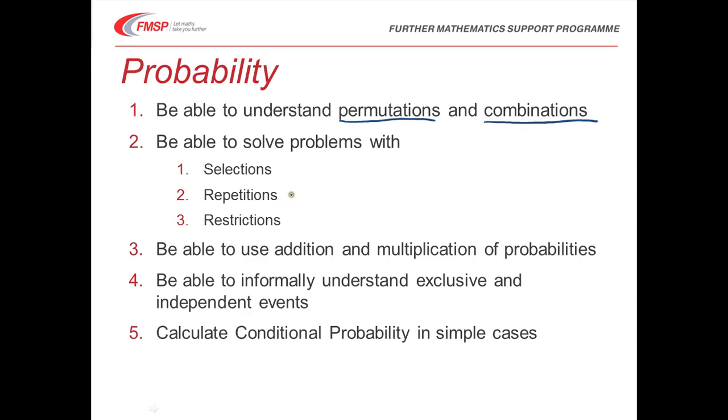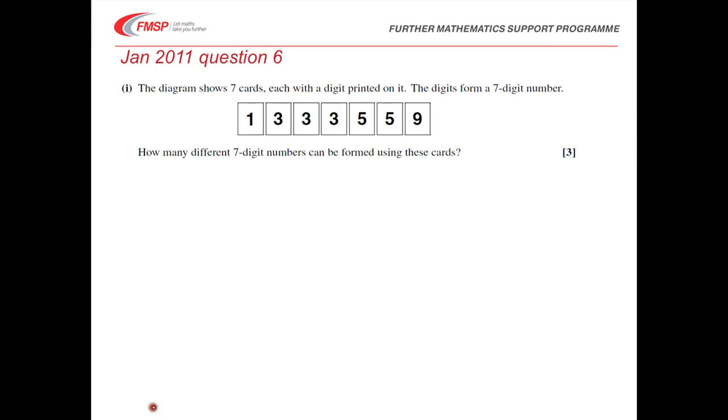So we need to be able to use permutations and combinations when dealing with selections, repetitions and restrictions, and I've got examples covering all of those. And again, I'm going to show you a more pictorial way of dealing with these. We have to understand addition and multiplication of probabilities to do all of this, of course. We need to understand informally, not in any detail, independency and also conditional probability, i.e. if a probability depends on something else having happened, then how do we calculate those?